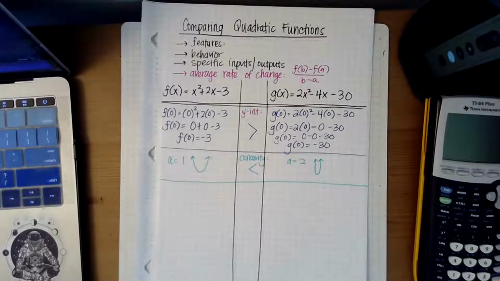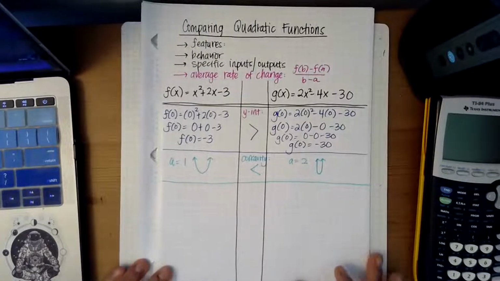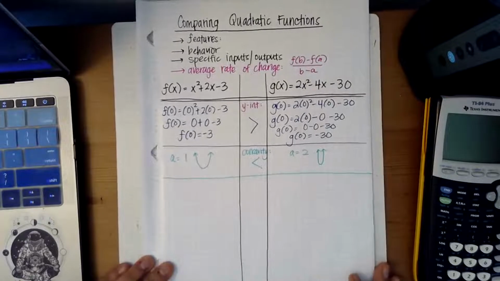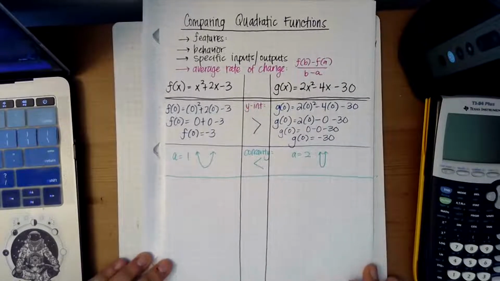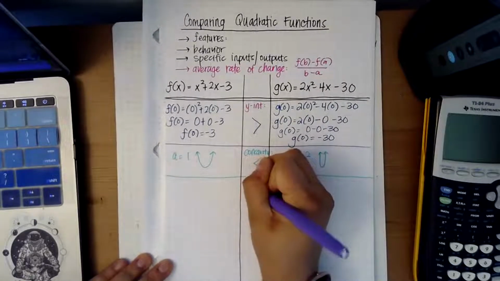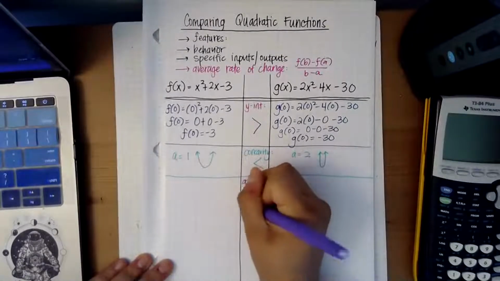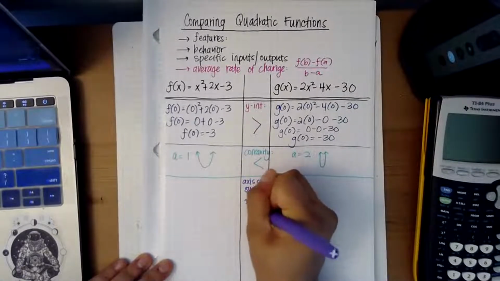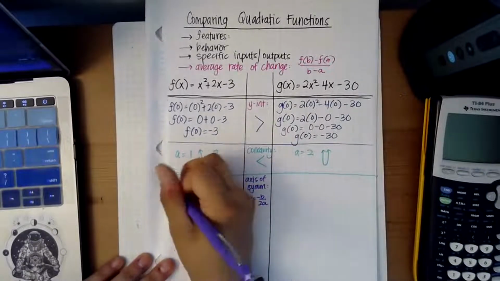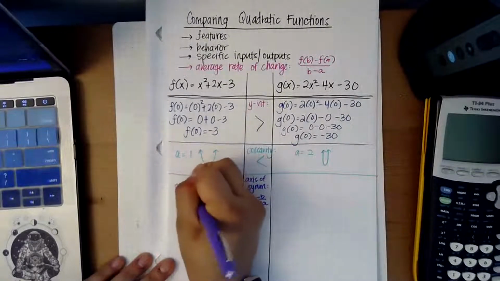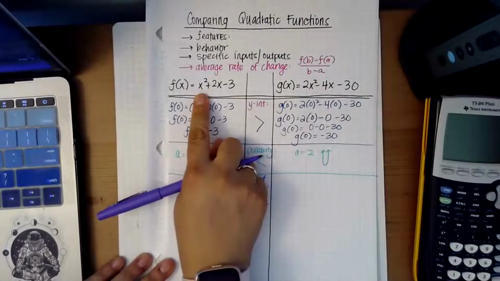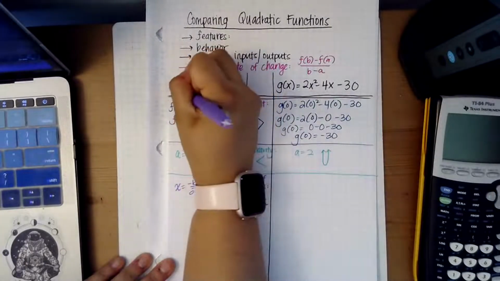Now I'm going to go into specific inputs and outputs. Let's look at the axis of symmetry. If I look at which one has a higher axis of symmetry, I'm going to look for the axis of symmetry. Remember, it's x equals negative b over 2a. First, I'm going to look for that value here. I recognize my a is 1, so I'll write it here: a equals 1.